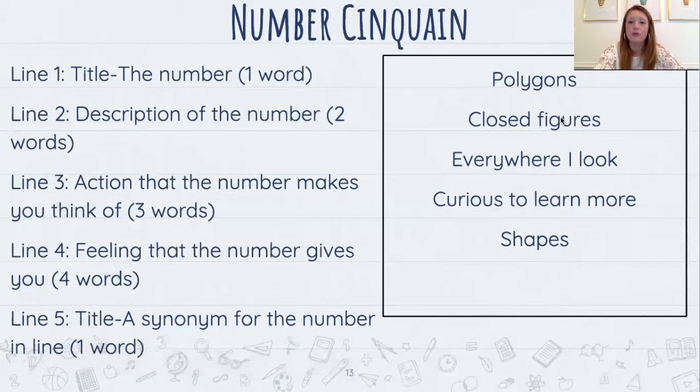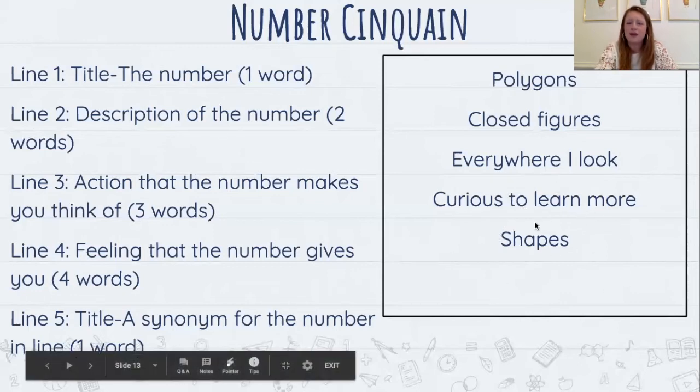And you'll notice there's two words. The action, I thought about how in my brainstorming idea, I mentioned how they were everywhere. So I wrote down everywhere I look. So again, that's three words. A feeling, I said curious to learn more, four words. And then finally, my title kind of repeating again with a synonym, a word that means something similar, but it's not the same as polygons.